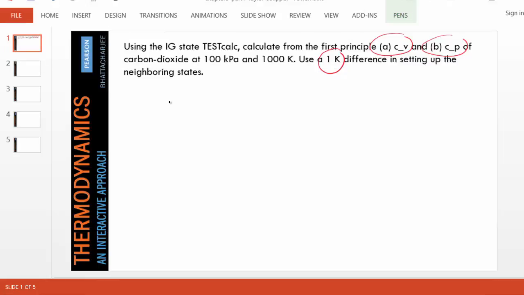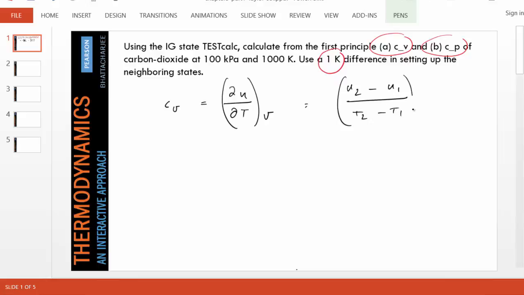recall what is the meaning of the property CV, specified at constant volume. It's defined as del U del T at constant volume. Well, it looks like a complex partial derivative, but if you think about what it simply means, it's how U, the specific internal energy, changes with temperature if volume is kept constant. So in other words, if we can do an experiment how U changes between state T1 and T2, state 1 and 2, if we hold volume to be constant.